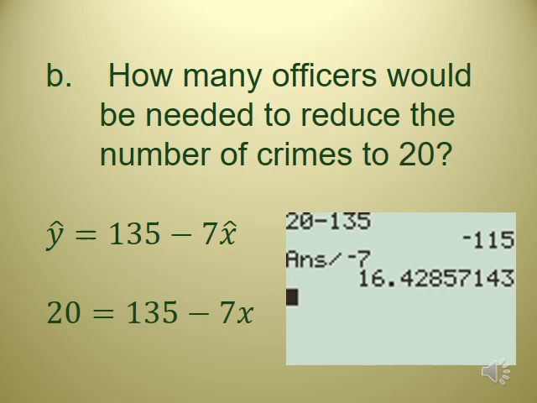is 16.4. Now this is a situation where you would do exactly like you did back when we were doing those sample size problems earlier. You're always going to round the answer up. The answer that I should actually say here is 17. Because if I only had 16 officers, I wouldn't reduce it quite enough to be down to 20. It would be 20 something, but it wouldn't be exactly 20. If I have 17, it's going to be more than enough.